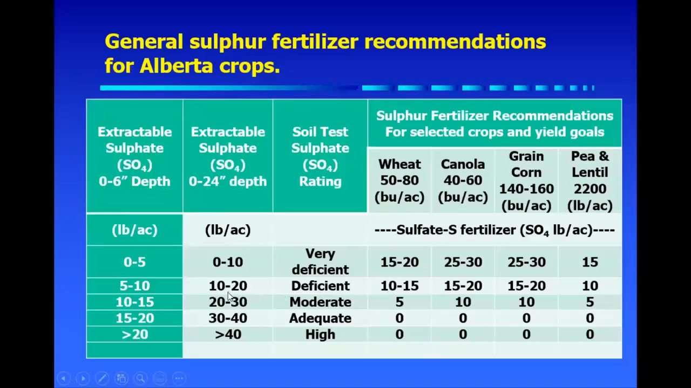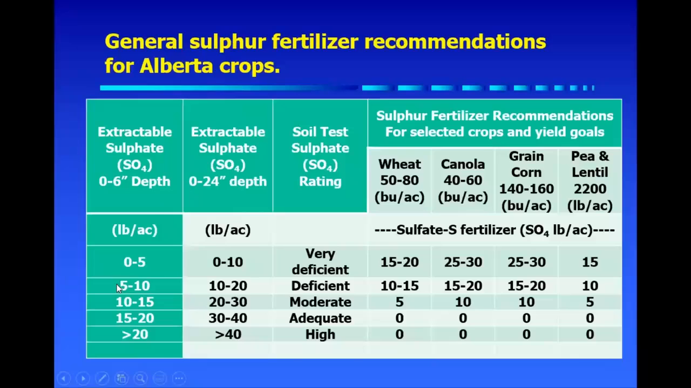But the other thing is, after you look at how much sulfur is in the 0 to 24 inch depth, the next thing you want to do is check what your sulfur level is in the 0 to 6 inch depth. You might have lots total in the 24 inch depth, but you might be deficient in the topsoil. And if you are, then you need to be putting on some sulfur fertilizer to get that crop off to a good start initially in the spring until the roots get down to the subsoil and tap into the sulfur in the subsoil.